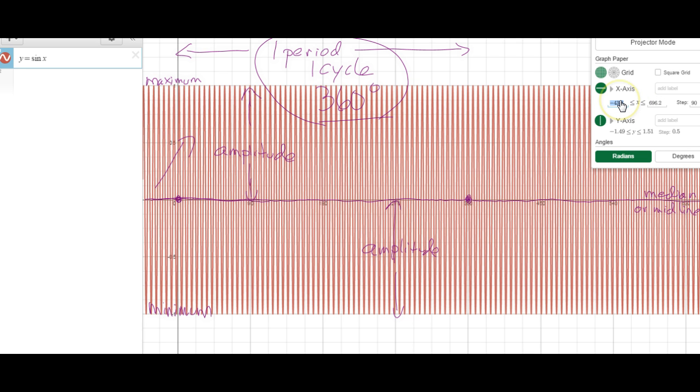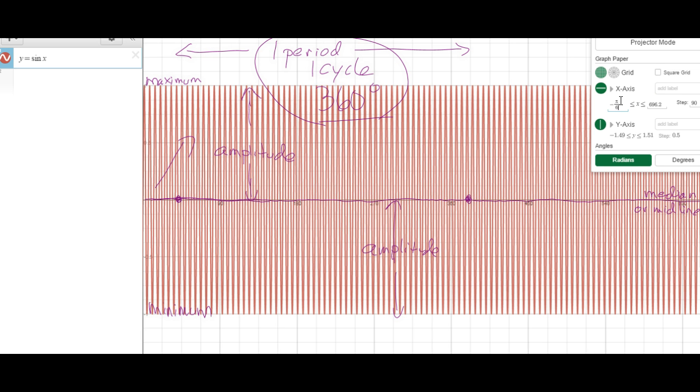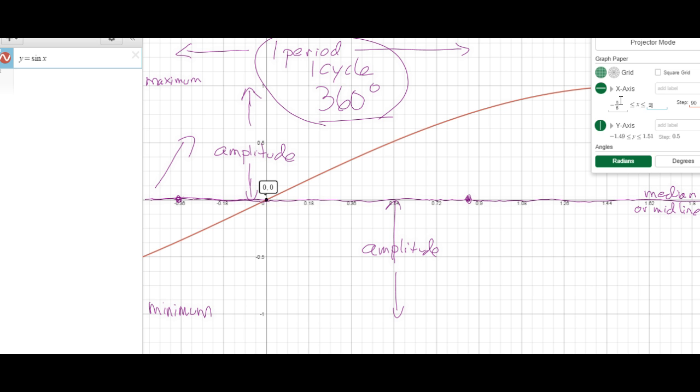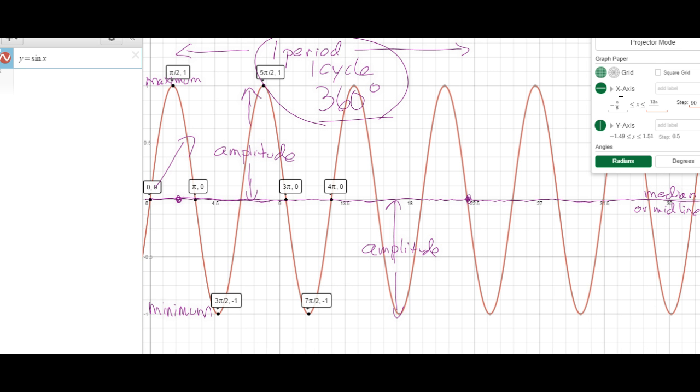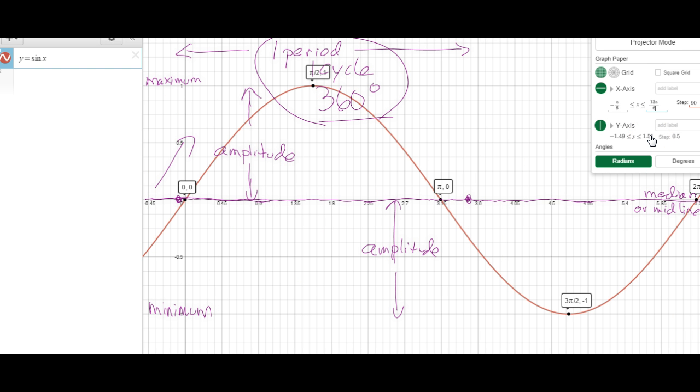I don't want to go from 0. I just want to go a little bit below 0, so we'll go to negative pi divided by 6. And I'm going to go to, actually, 13 pi divided by 6. Yeah, we'll do that. And I'm going to leave the y values the same. They're not going to matter. All right.